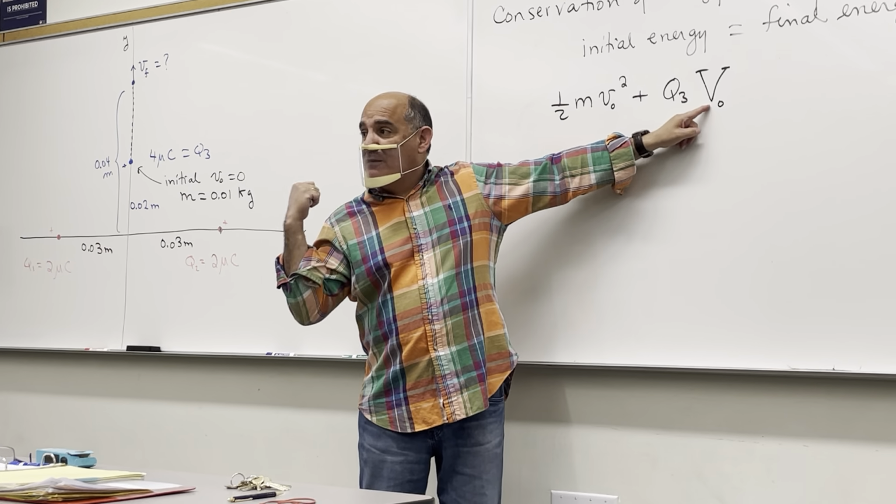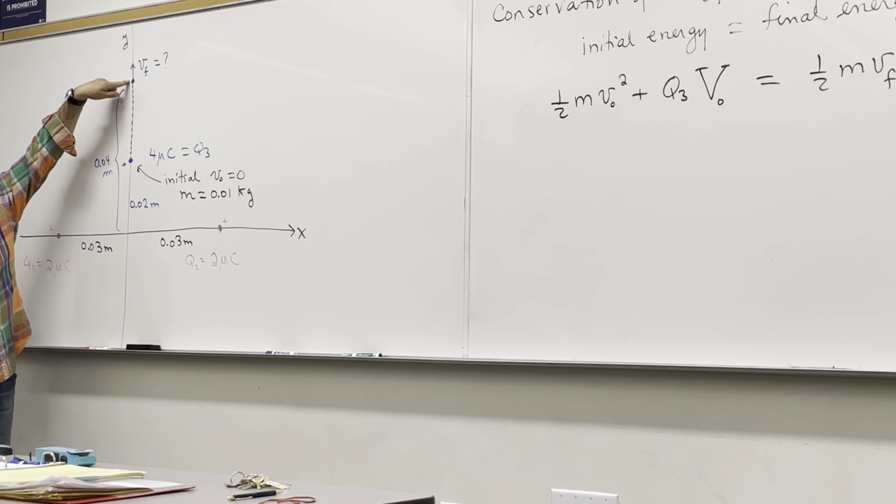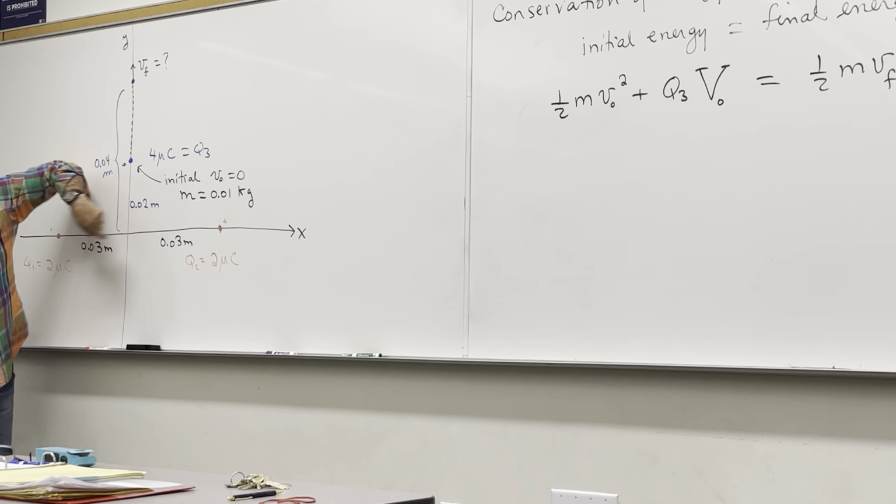And then what is the energy of the charged particle Q3 when it gets here? It will be its kinetic energy there. I'm looking for that speed. And now I want its electrical potential energy when it gets here. What would it be? The charge there, which is Q3, times the potential there generated by the other two charges, which I'm going to call V final.